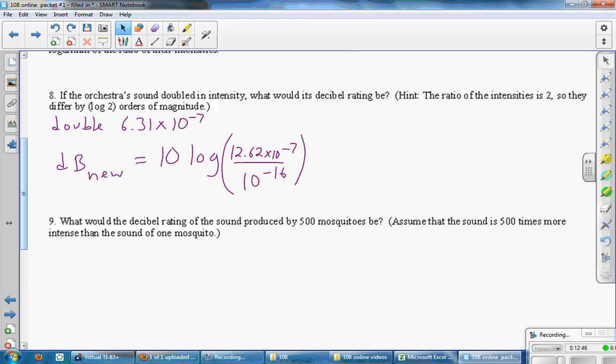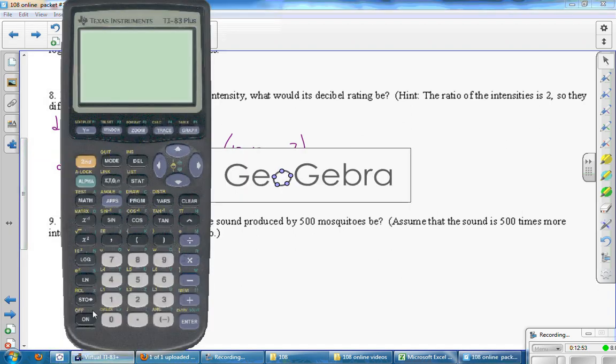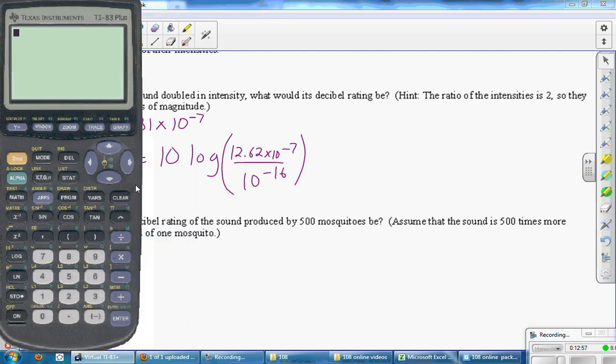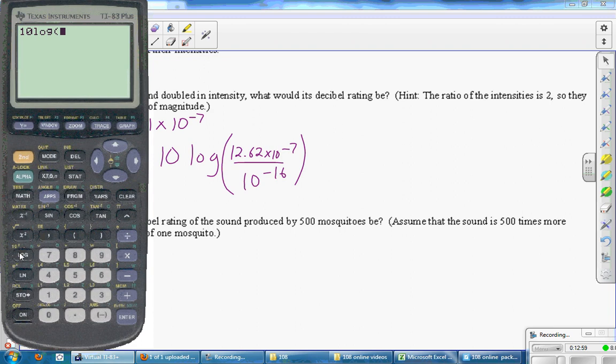Okay, so this is pretty straightforward. We're just going to crunch through this on the calculator. It's the straightforward way, but it's certainly not the elegant way. So let's bring this up, and we're going to type all this stuff in. So we go 10 log of 12.62 times 10 to the negative 7, divided by 10 to the negative 16. And whatever we get here will be the number of decibels of the louder orchestra, about 101.